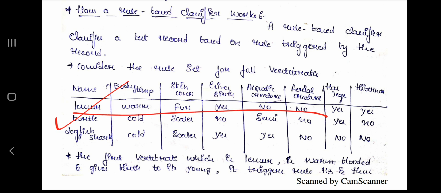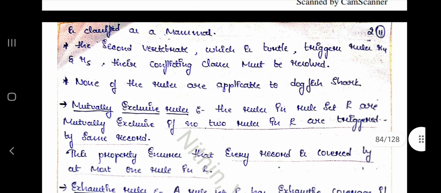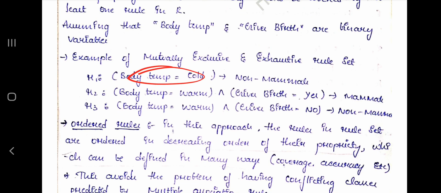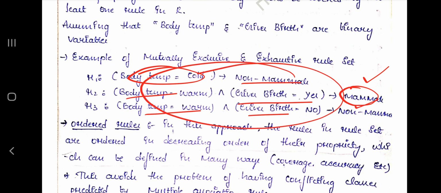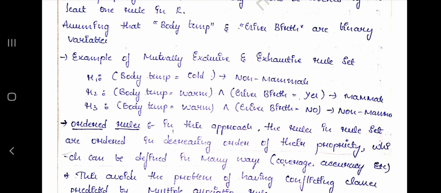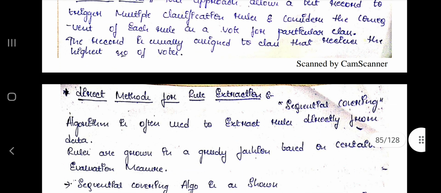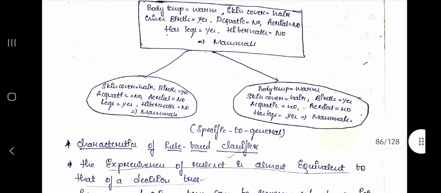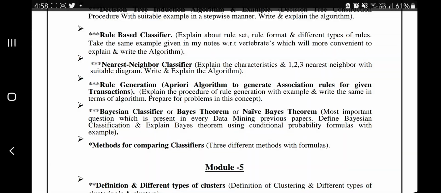In this example, these are the rules given. Now, another thing is given to us: body temperature cold. Is it non-mammal? We will specify. If it is warm and gives birth, we check the table and see it is a mammal. If it is warm and gives birth no, it's a non-mammal. Like that we try to identify things. That's the rule based classifier. By using the rules, you look at new data and classify where it belongs. Here's a detailed algorithm as well, which will be discussed in a separate video. So for now it is this much only.